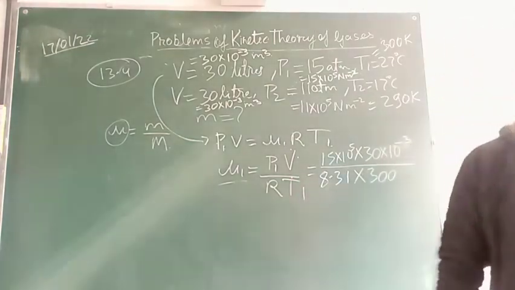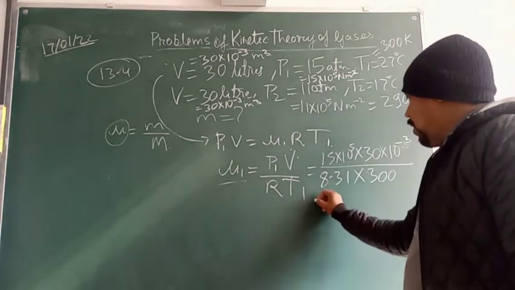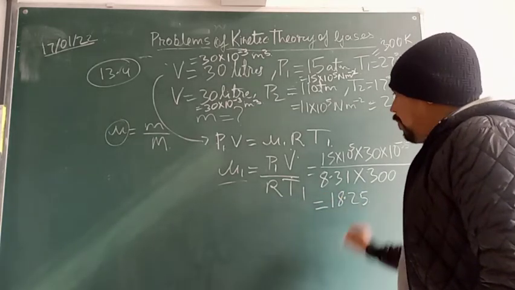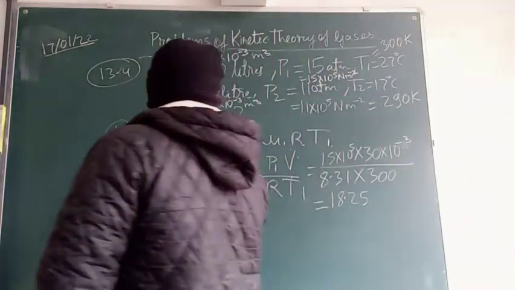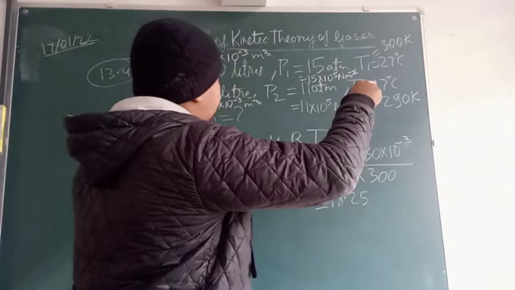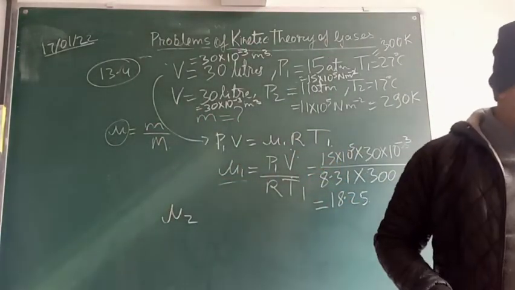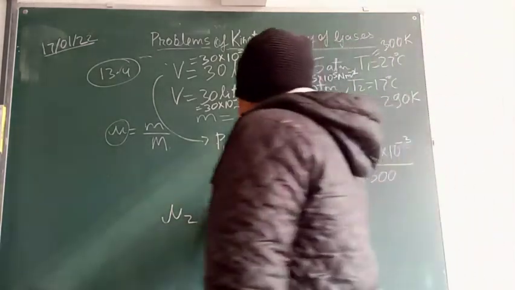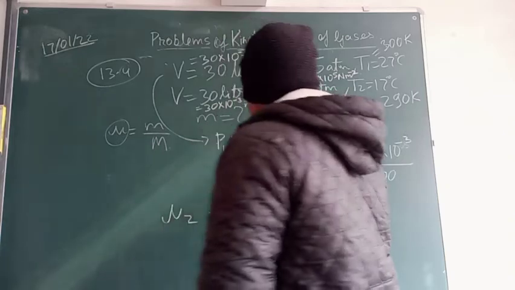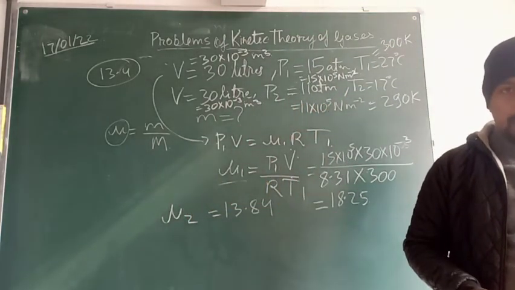What are the required number of moles which we have? After solving, you will get something like 18.25. Similarly, you can calculate mu2 also by knowing the conditions, T2 and the value of V in the second case. I solved that question and I just write down the value directly. It comes out to be 13.84.